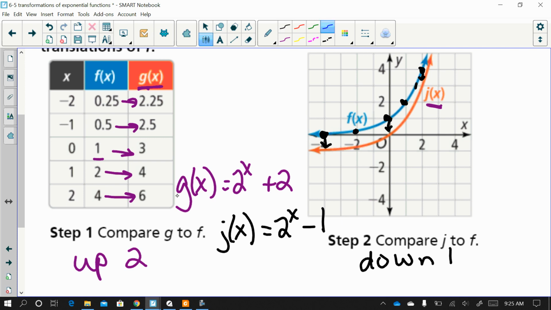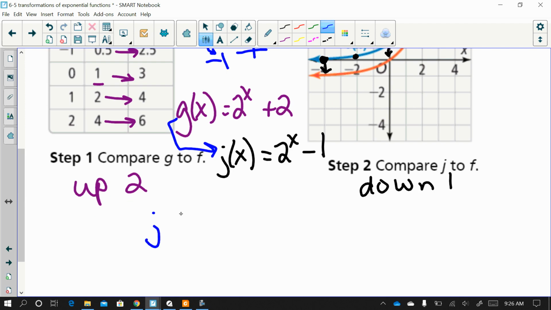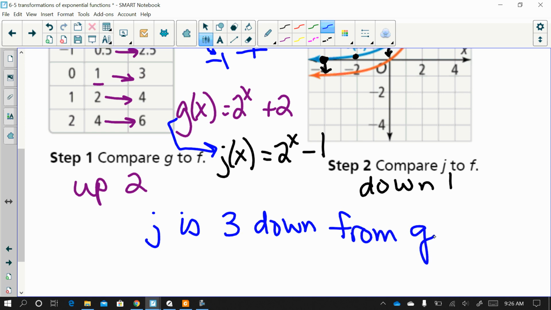The question asks, how do I get from G to J? Well, I'm at positive 2, and I go down to negative 1. Okay, think about it. I'm up here at 2. I want to go down to negative 1. How many spaces are in between? So 1, 0, negative 1. So I move once, twice, 3. So J is 3 down from G. Okay, so I had to compare two functions there. Hopefully that made sense.